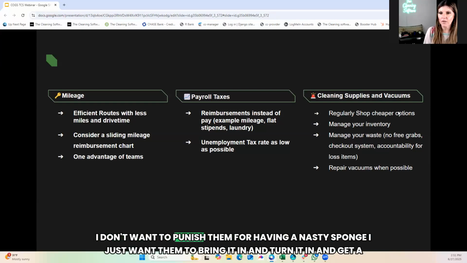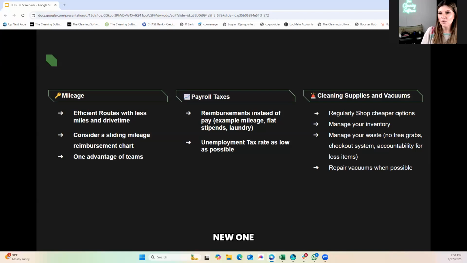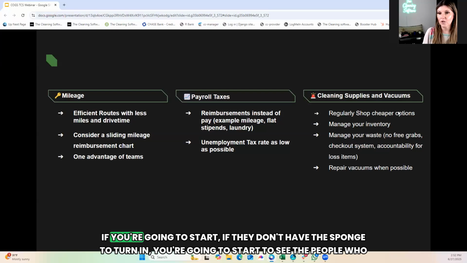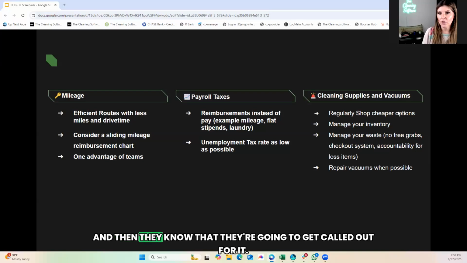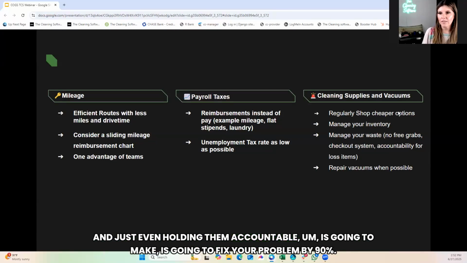I don't want to punish them for having a nasty sponge. I just want them to bring it in and turn it in and get a new one. And it also holds them accountable for loss of items. They're like, oh, I need a new sponge. I left it at so and so's house. If they don't have the sponge to turn in, you're going to start to see the people who are losing stuff. And then they know that they're going to get called out for it. And just even holding them accountable is going to fix your problem by 90%.